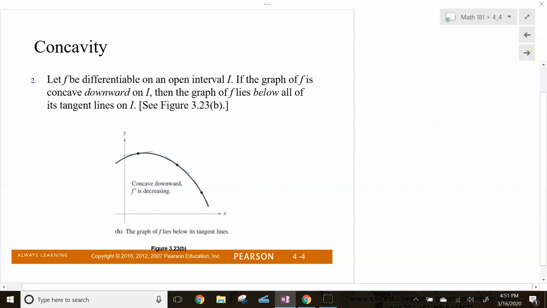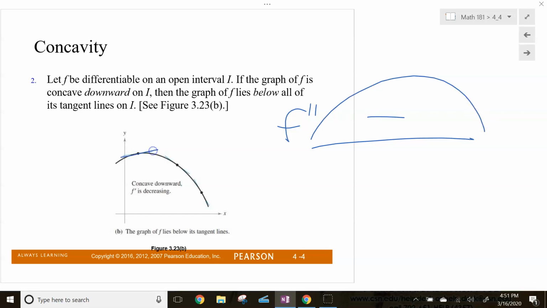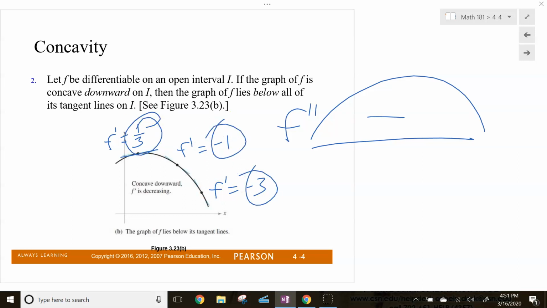Whereas if you're concave down, that means the second derivative is negative, meaning the original function is concave down, because all the slopes of the tangents, say this f prime is maybe a third, then this f prime is -1, and this f prime is maybe -3. See how it's decreasing in value there, right? So f prime is decreasing, which means all these tangents are going to be on the outside, and you're going to have this parabolic shape where you're concave down.